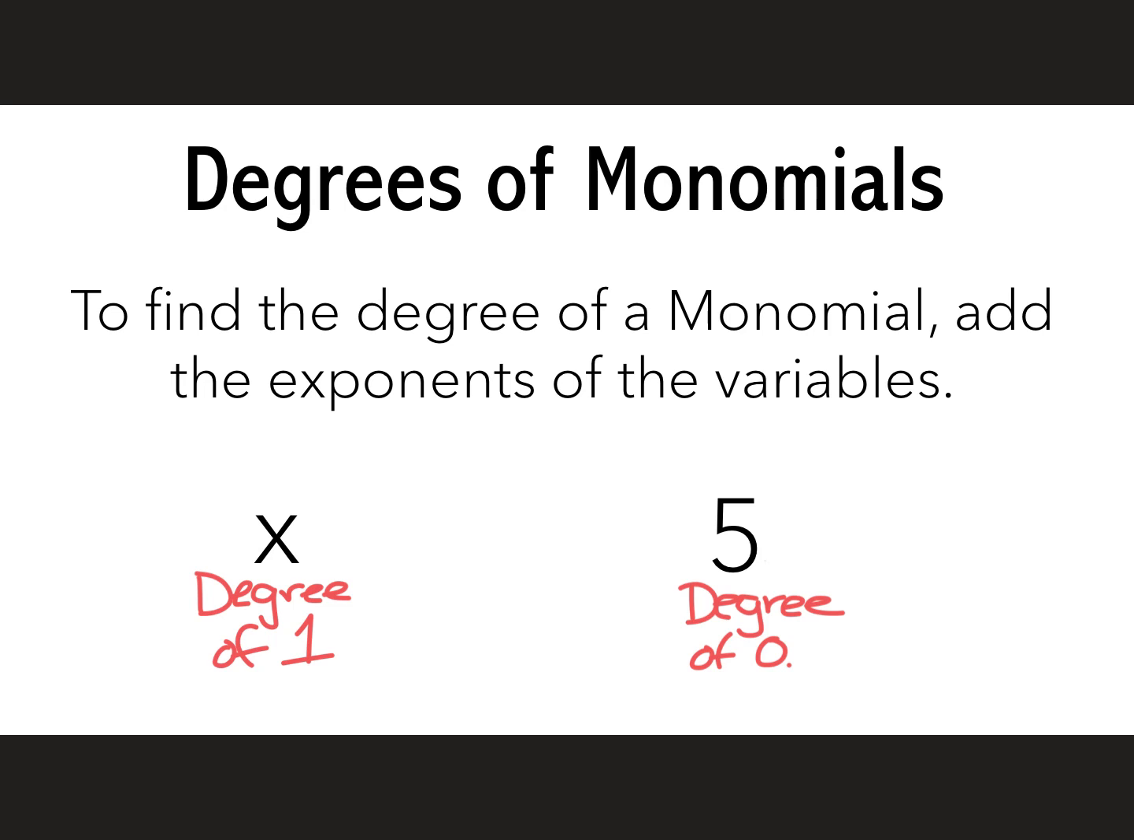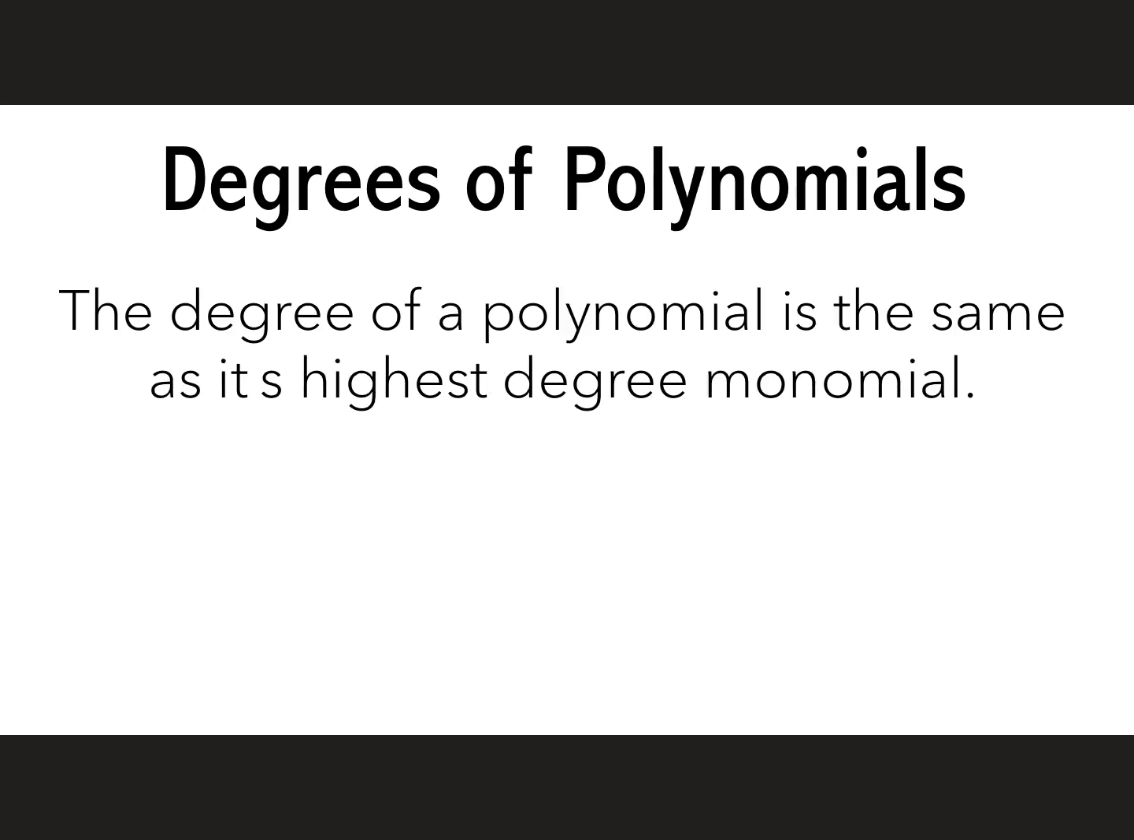All right, there is one other important vocabulary word I want to talk about. When I do have just a number without a variable, we call that a constant. That term is called constant because no matter what I have for x anywhere else in the polynomial, that number 5 is going to stay a 5. Now let's go to degrees of polynomials.